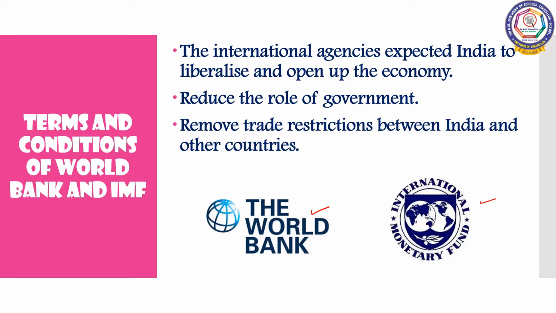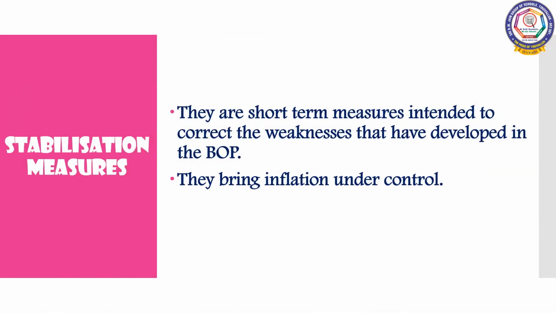The international agencies expected India to liberalize and open up the economy. They wanted India to reduce the role of government and shift enterprises to the hands of the private sector. They also wanted to remove trade restrictions between India and other countries. India agreed to this and announced the new economic policy in 1991. The policies aimed at a competitive environment in the economy and removal of barriers for free entry of firms.